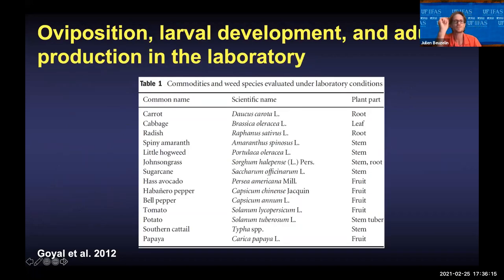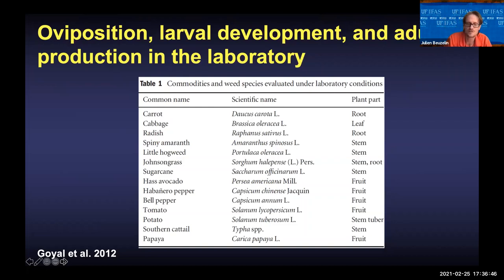That work, I wanted to mention, was complemented by some laboratory experiments. They looked at many different plants and plant parts in the lab. And what they did, they put those plant parts in a cage with cell fly adults, and they let them lay eggs. And then they observed if they saw maggots. So carrot roots, radishes, and for the weeds, they used sections of stem, so it had some injury.